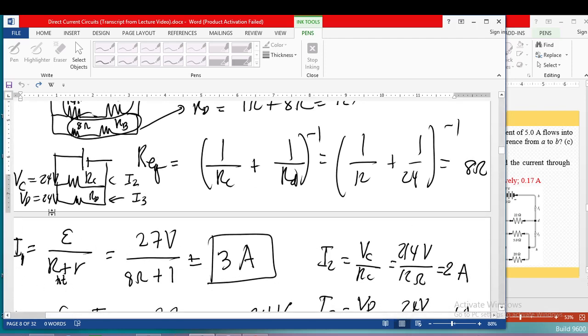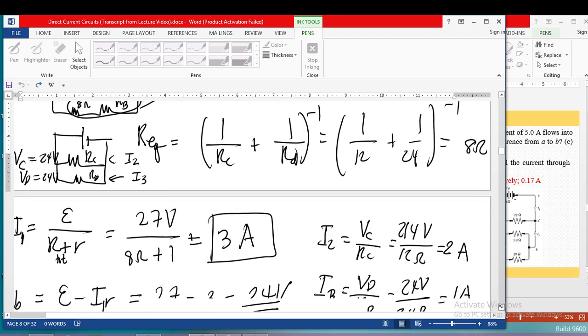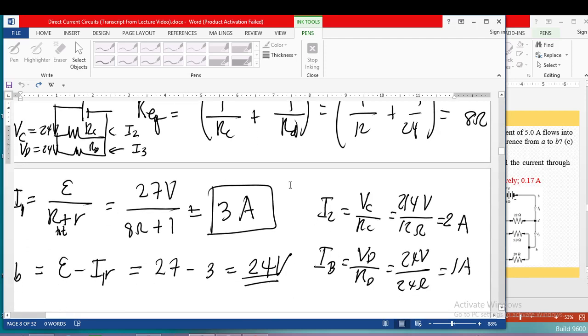Okay, so for I1, we will use the equivalent resistance, because the voltage source actually has an internal resistance. Okay? So we have 27 volts divided by the total resistance plus the internal resistance of 1 ohm. So the current I1 is 3 amperes. Okay? Now we no longer need to break it into parts since I2 and I3 are all that remain, right? So I2 flows across RC and I3 flows across RD.